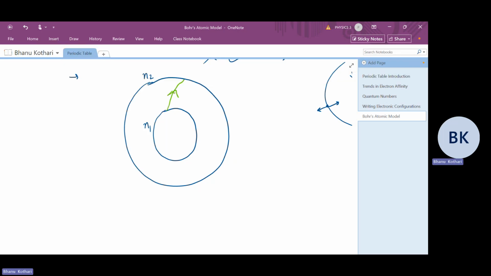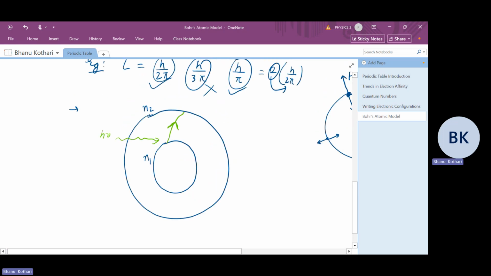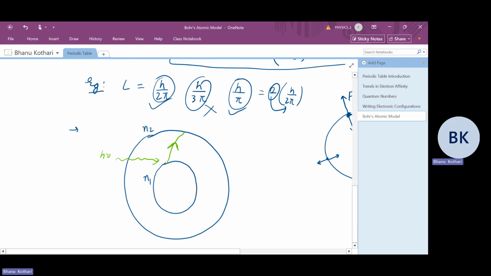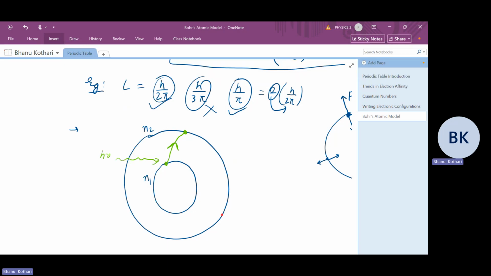If it wants to go from lower orbit to higher orbit, then it must absorb some energy. I'm writing the photon energy as h nu. So this particular electron will have to gain this h nu to move to higher orbit. And what happens when we want the electron to move from higher orbit to lower orbit? Suppose it wants to go from higher orbit to lower orbit, then it needs to emit the same amount of energy.